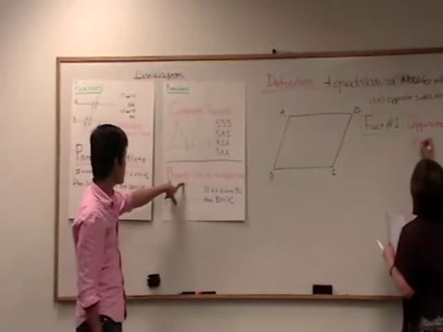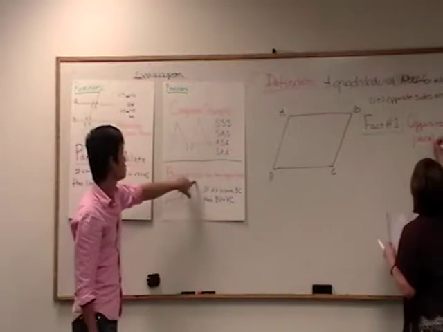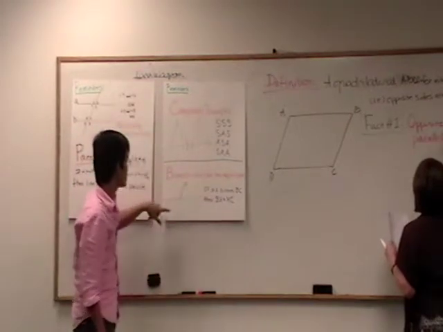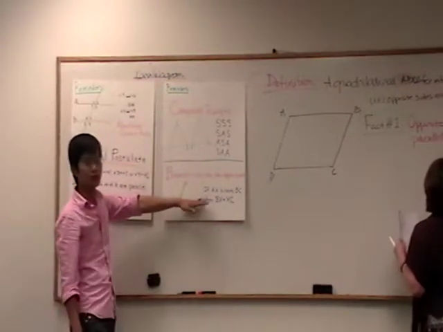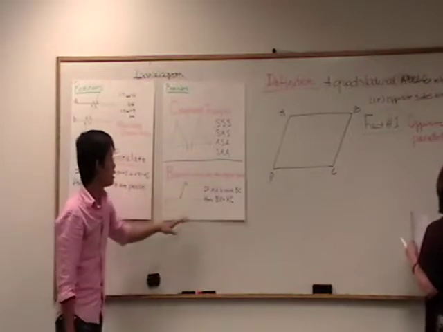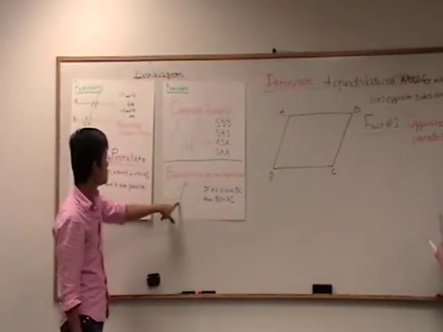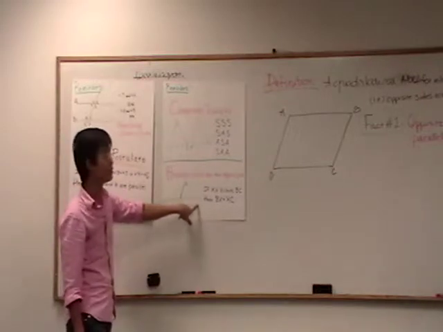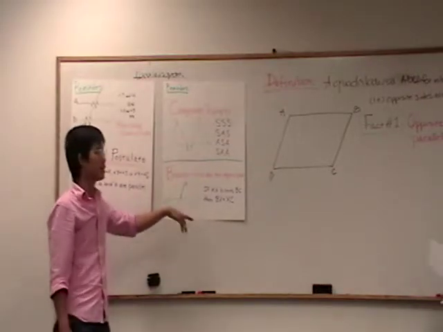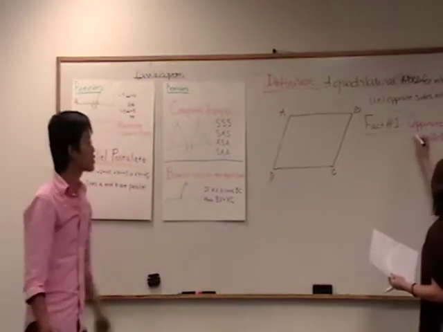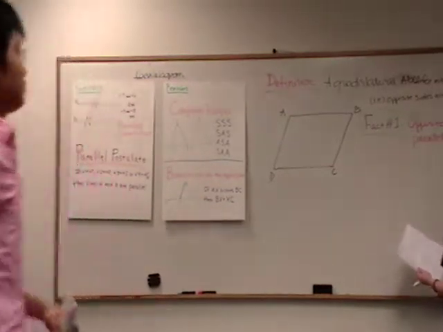And the last thing is bisected into 2 equal parts. For example, if I have the line BC and AX bisects BC, that means BX equals XC. Alright, so now we'll show you fact number 1.